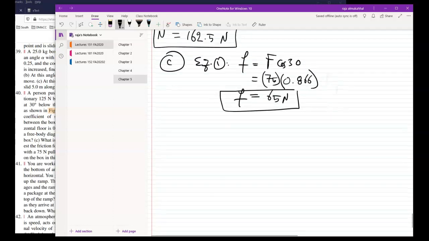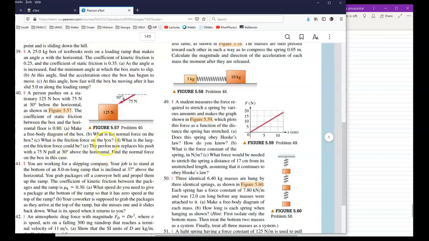There we go. Okay. Part D. What is the largest friction force? I'm sorry, I think I did that already. Did I? Oh, okay. What is the largest friction force could be?